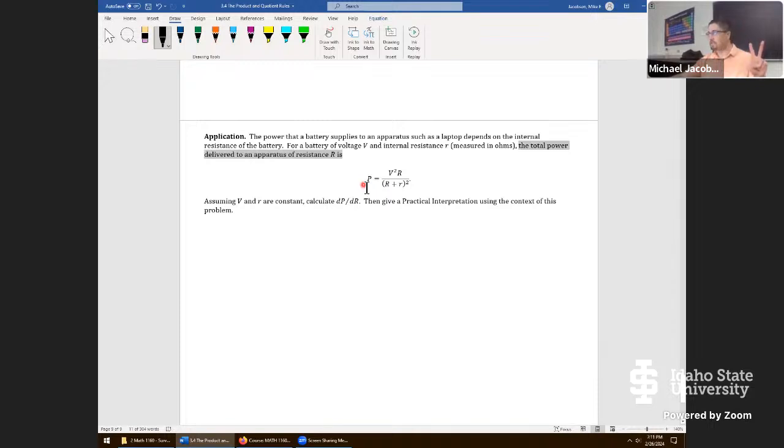So we have two kinds of resistors. Let's see. Apparatus of resistance R is this one. That's the internal resistance of the battery. So I think the thought here. Now it says, assuming V, r are constant, calculate this derivative, dP dR. That right there, that denominator has indicated that uppercase R is the actual variable in this problem. Everything else is now considered a constant. So we'll calculate that derivative, then give a practical interpretation using the context. But it's truly a pretty difficult problem.